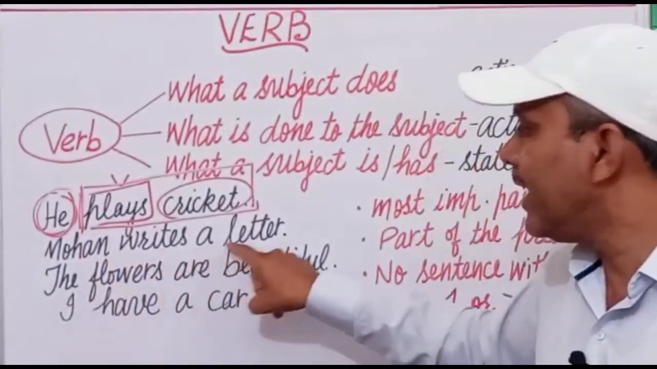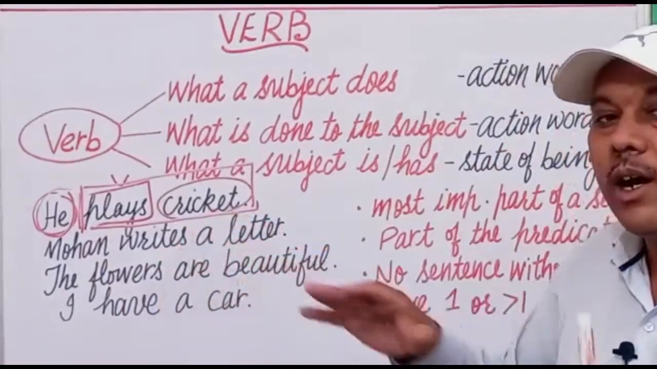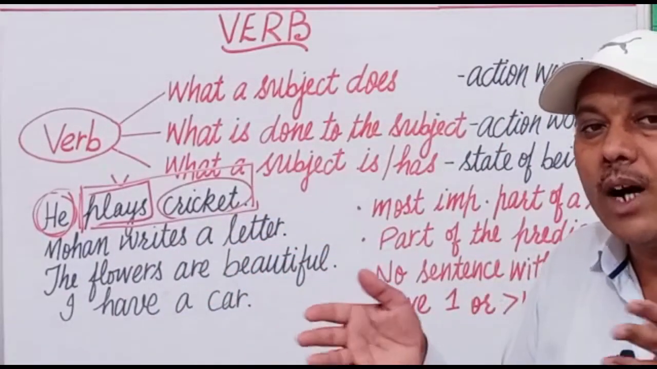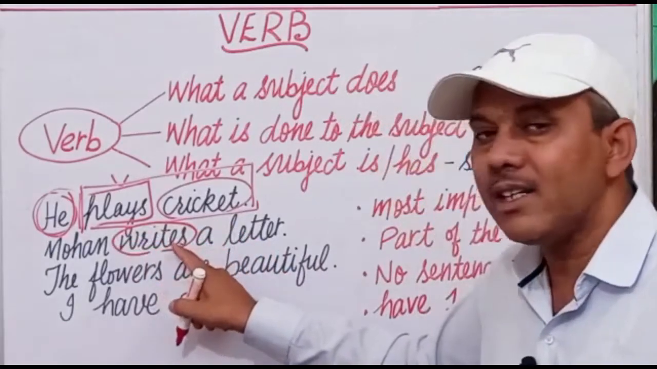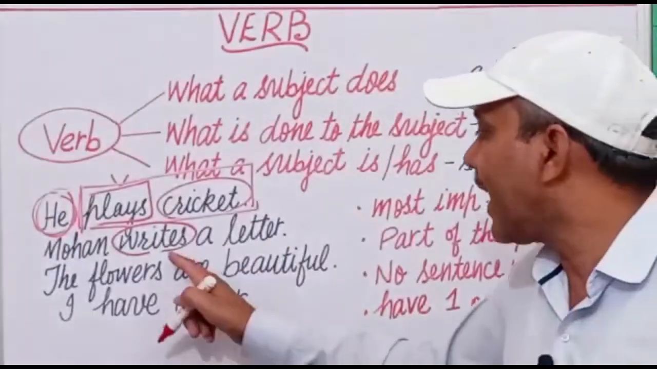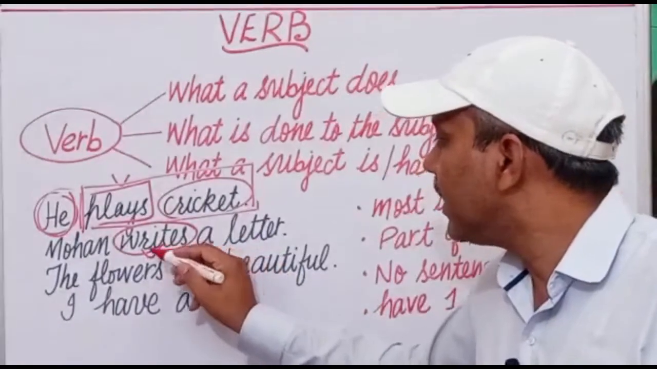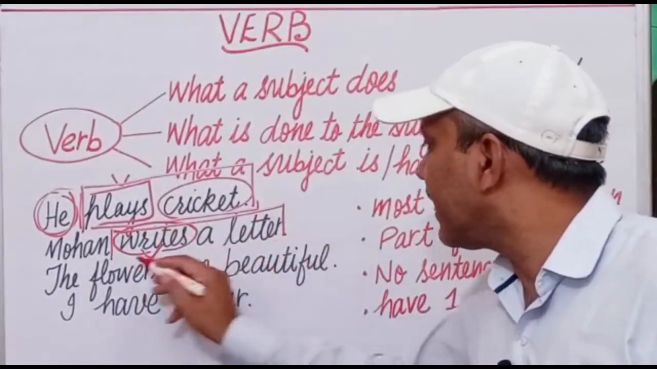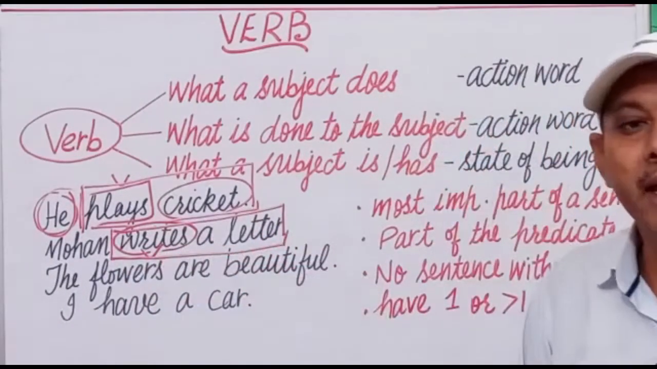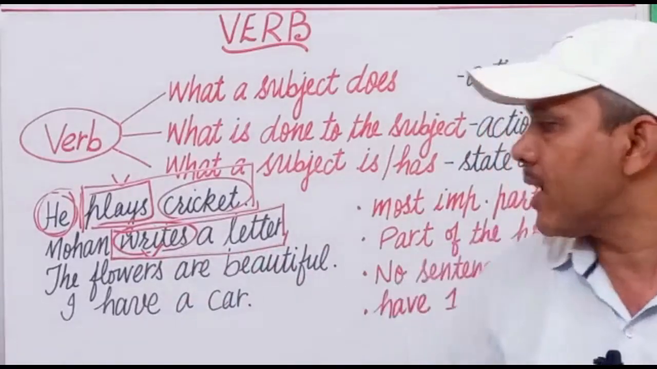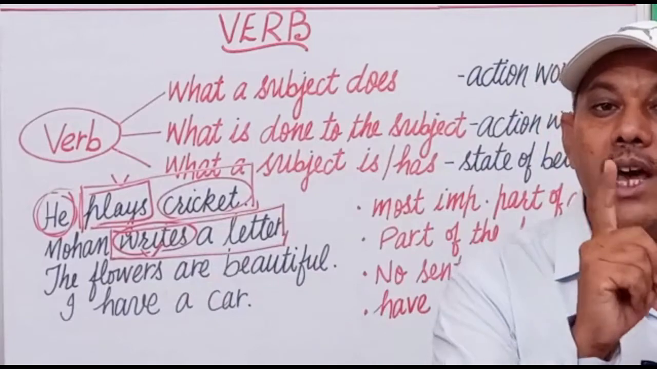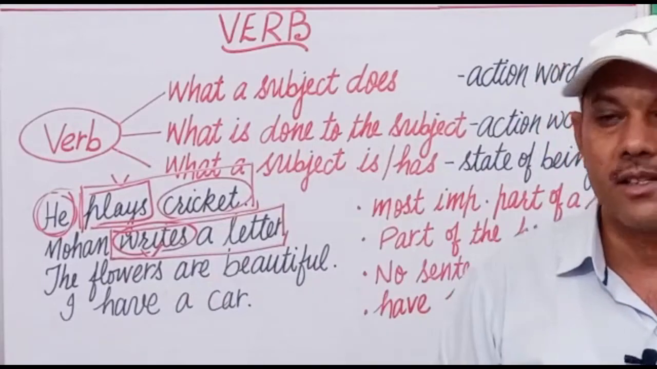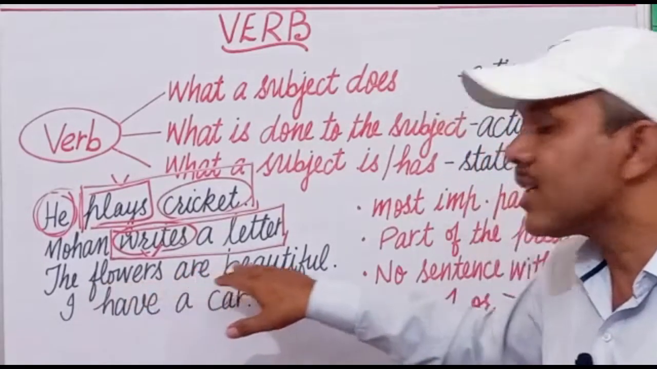Mohan writes a letter. What is Mohan doing? He writes a letter. What does the subject do, or what does Mohan do? He writes a letter. This is a verb and this is the part of the predicate in this sentence. It means a verb is always part of the predicate in a sentence and it plays a very important role in the sentence.